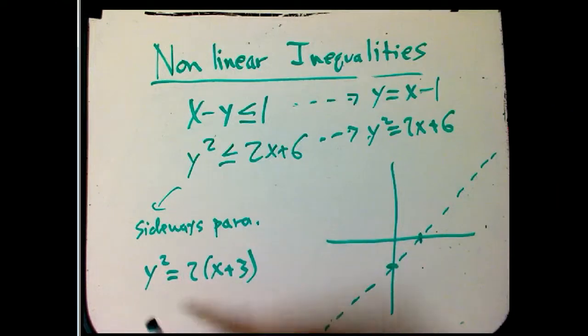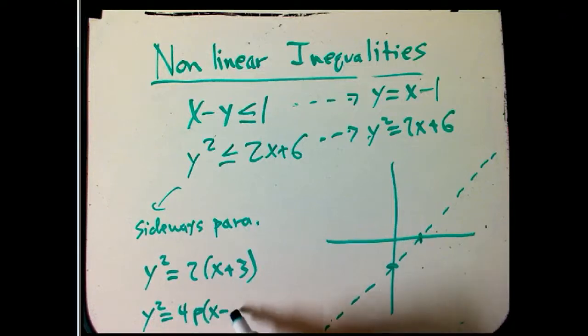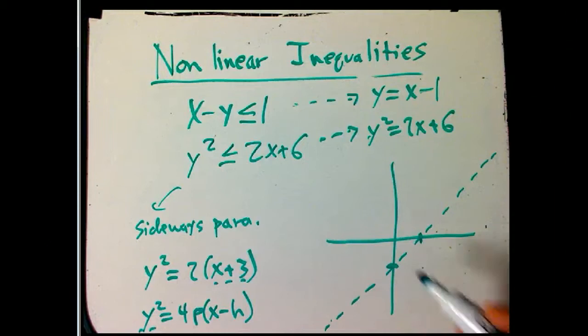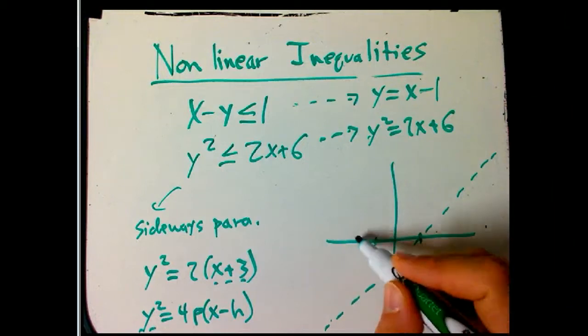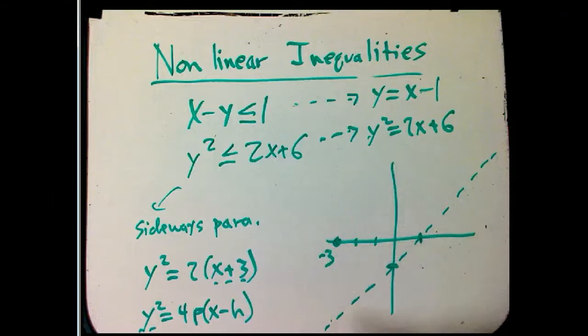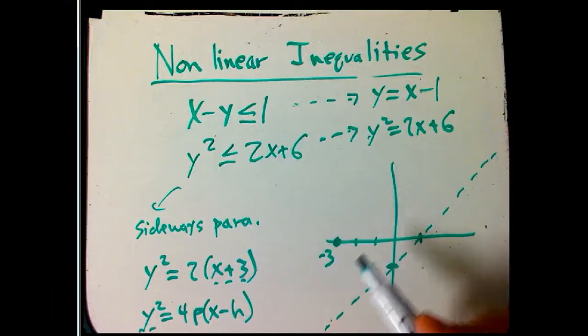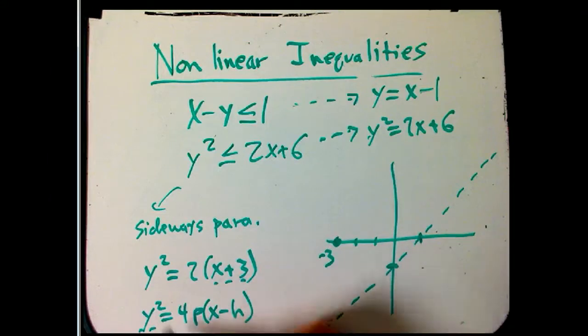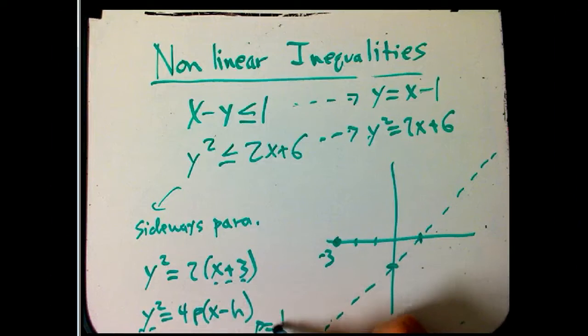Okay, so that's in the form y squared equals 4px, but shifted, and it's an x minus h. The shift is minus 3, but there's no shift in y. So that tells us where the vertex is, over here at x equals minus 3, and y equals 0. And p is positive. Let's see, here p is 1/2.